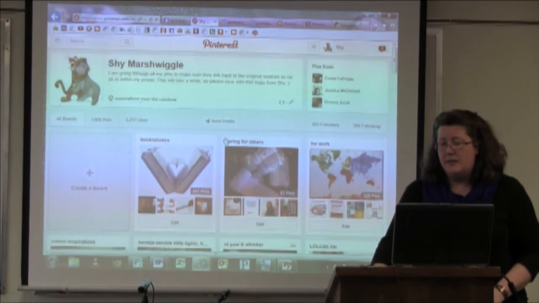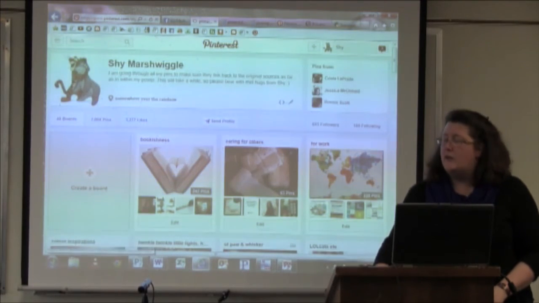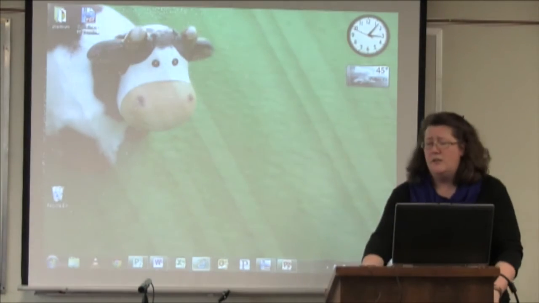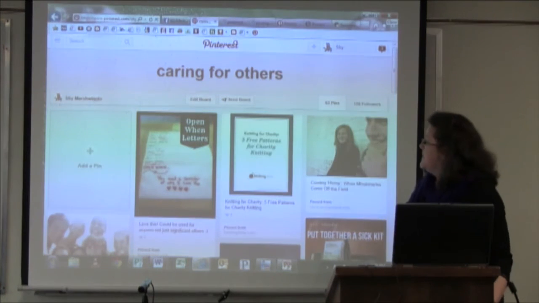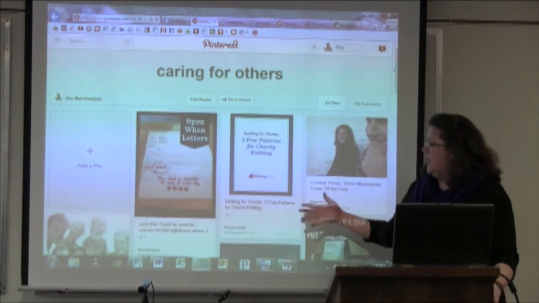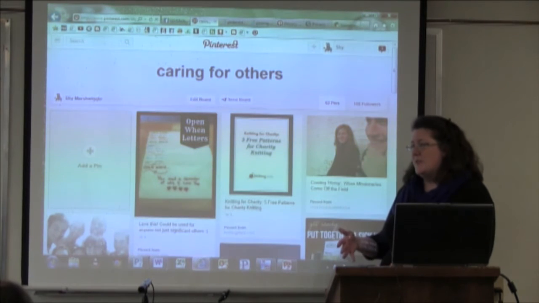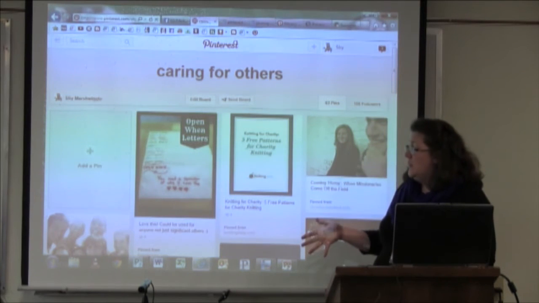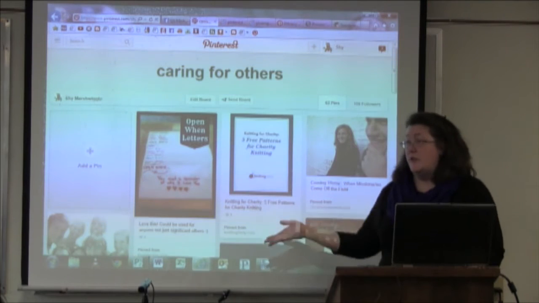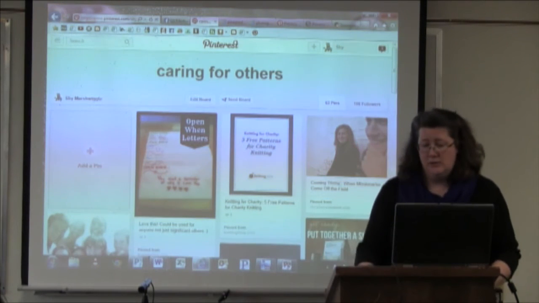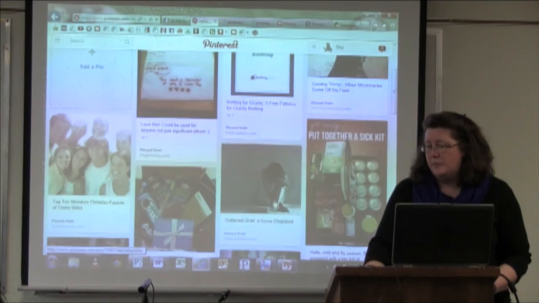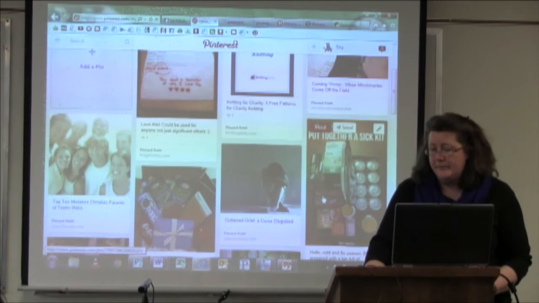But this is a folder that I started, Caring for Others. You find a lot of ideas of how to take care of people, how to do little things to build those relationships. So as I find things that I think are really cool, I pin it so I don't forget, because I'm forgetful. If somebody's sick, you can put together a care package for them.